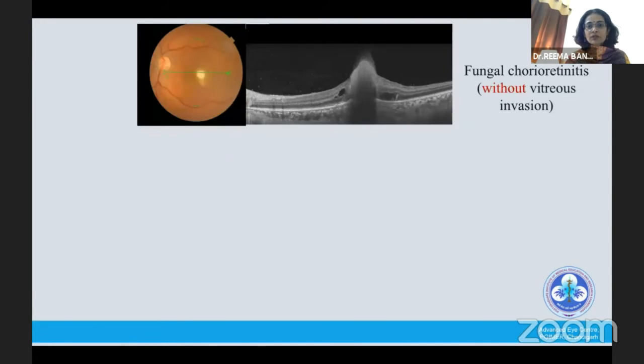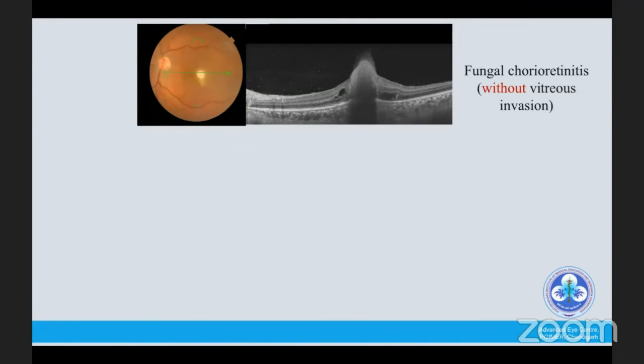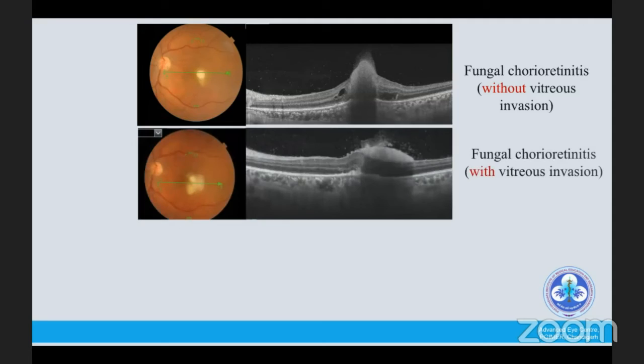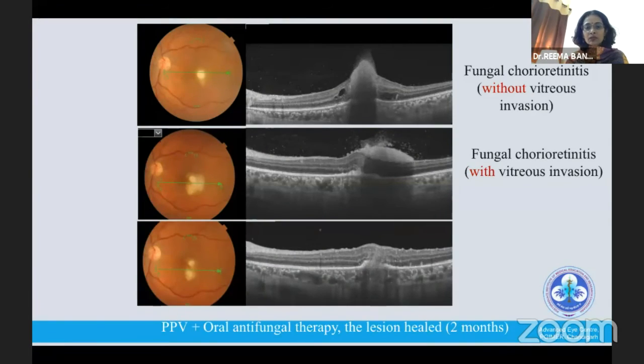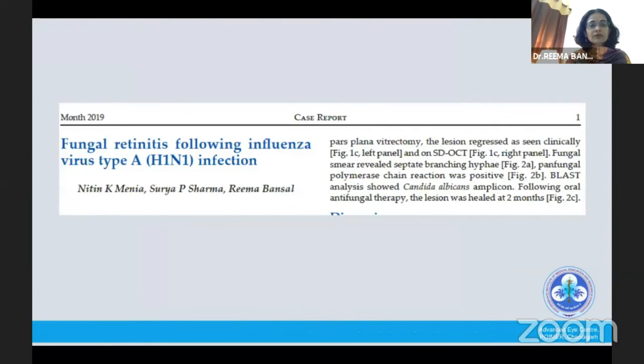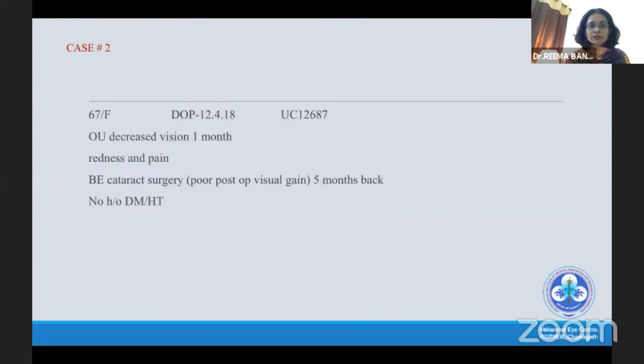So when we look at what we saw initially, this was the first stage of the second was fungal chorioretinitis with vitreous invasion, and we halted this with a timely vitrectomy, removing the debris and treating the patient with oral antifungal therapy. So the lesion healed at 2 months, and we reported this as a fungal retinitis following influenza virus type A infection. This was an early presentation of an endogenous endophthalmitis.